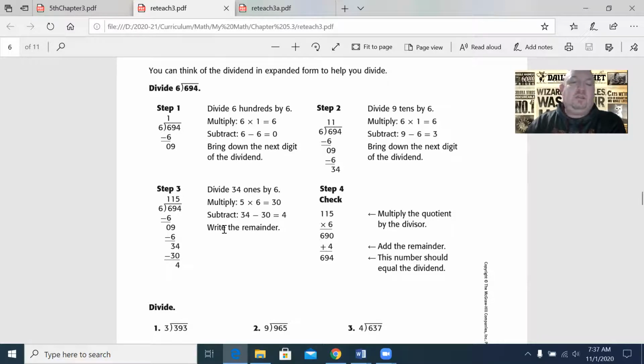Now at this point, that is my remainder. So it'll be 115, remainder 4. I could have gone 115 and 4/6, but we're not there yet. So let's go with the remainders. I can check my work by taking my quotient, the whole number, the whole parts, times my divisor, and then add my remainder. And if I get the same number, I did well.